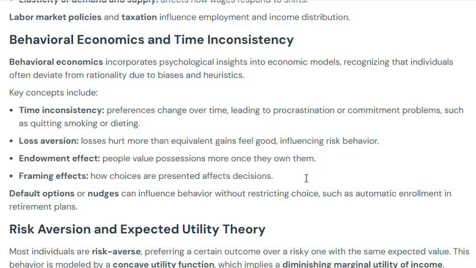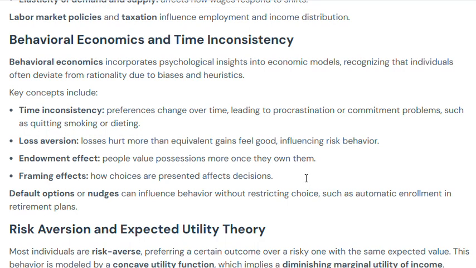Behavioral economics and time inconsistency. Behavioral economics incorporates psychological insights into economic models, recognizing that individuals often deviate from rationality due to biases and heuristics. Key concepts include time inconsistency, that is, preferences change over time, leading to procrastination or commitment problems such as quitting smoking or dieting.